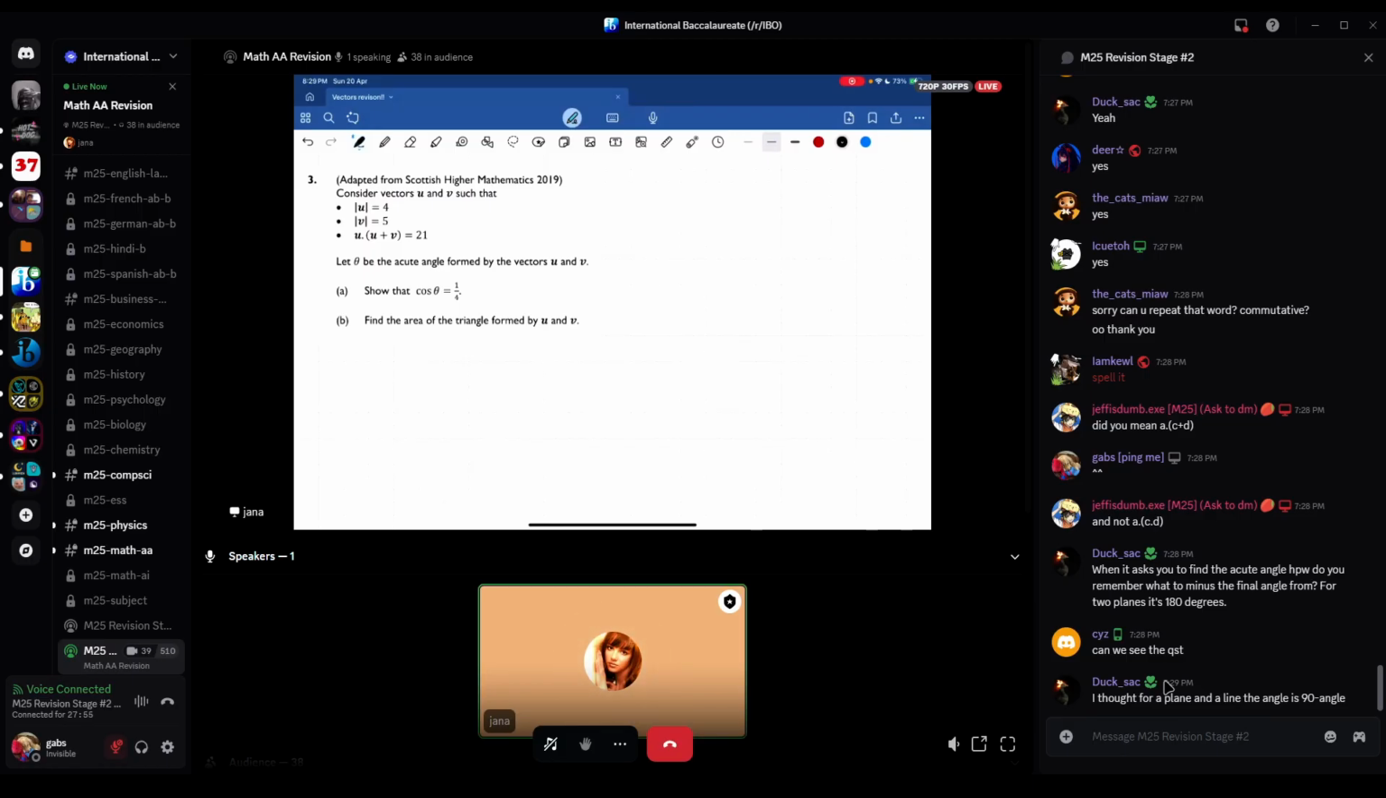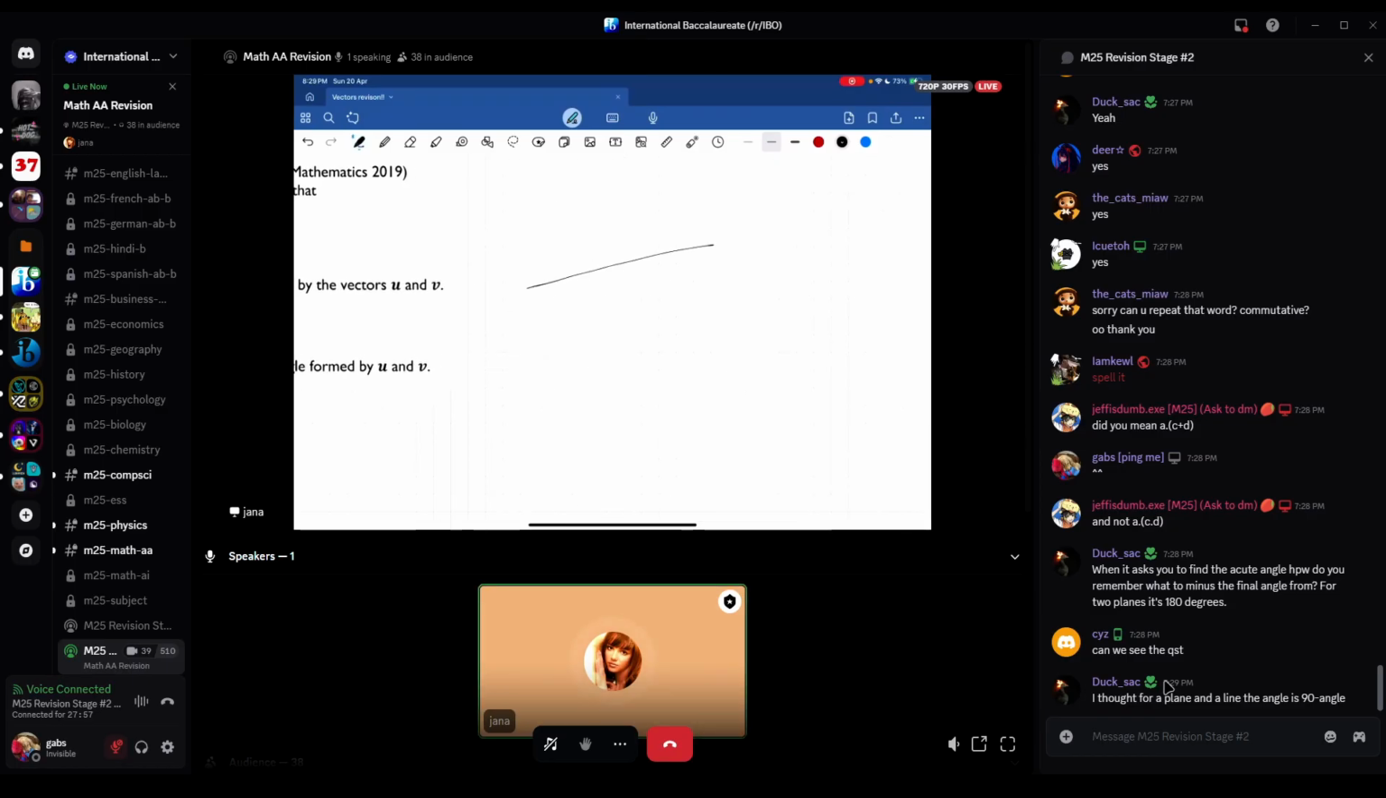Well, for a plane and a line, it's 90 minus the angle, because when you have the normal to the plane, and then you have a line that's intersecting the plane, the angle between the line and the plane is 90 degrees minus the angle between the direction of the line and the normal to the plane. Because we use the normal to the plane to find the direction between the line and the plane, if that makes sense. That's why it's 90 minus. Do you get that?